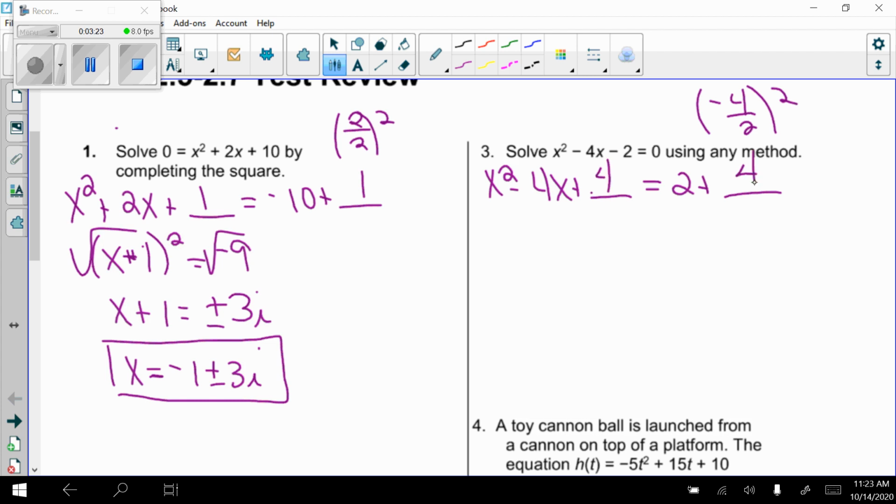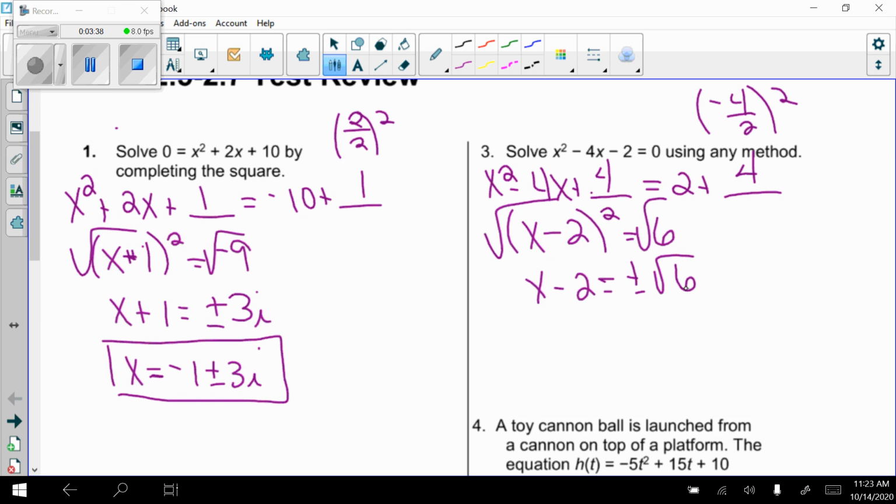Now my left-hand side is a perfect square. I can factor that. x minus 2 quantity squared equals 6. Take the square root of both sides. x minus 2 equals, again, positive and negative the square root of 6. I cannot do factor tree on that. Nothing's going to come out. So then move my 2 over. x equals 2 plus or minus the square root of 6. If I had done quadratic formula, I would have got the exact same answer.